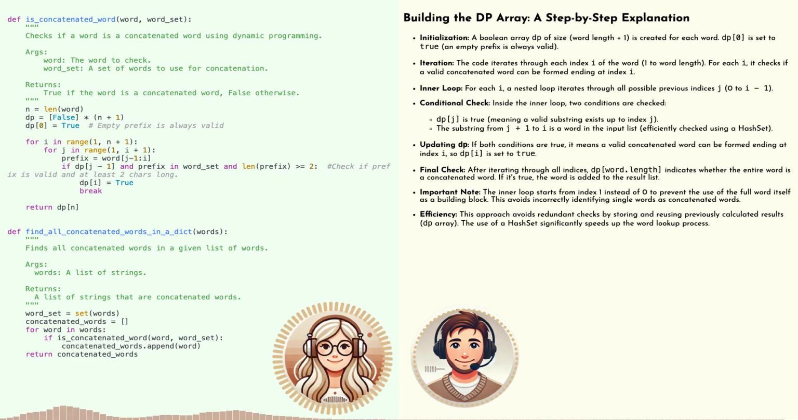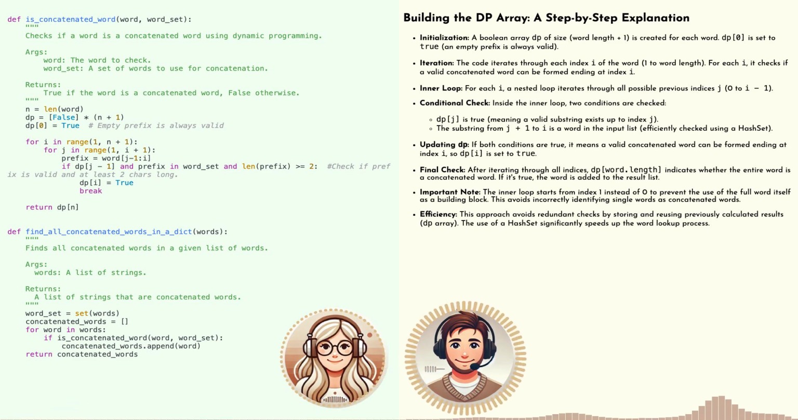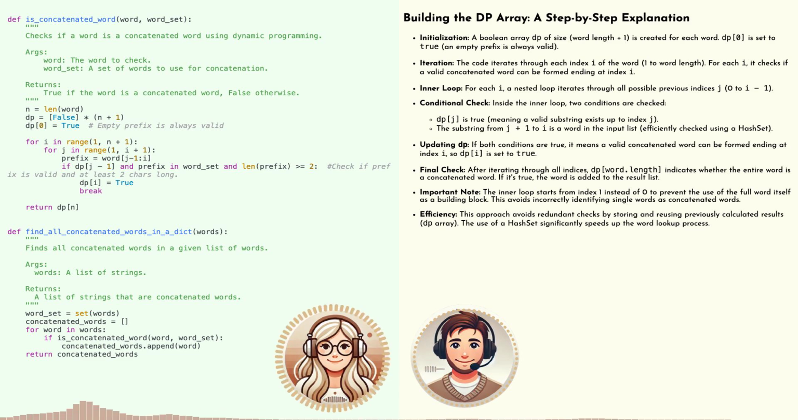Nice. And then for each of those previous positions... You mean like position j? Right. For each j, we check 2 things. First, can we reach j? So is DP[j] true? Okay, so is that prefix valid? Right. And second, is the substring from j+1 to i a valid word in our dictionary? I see.